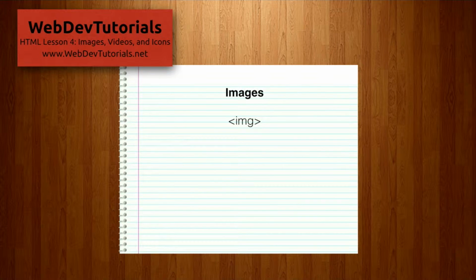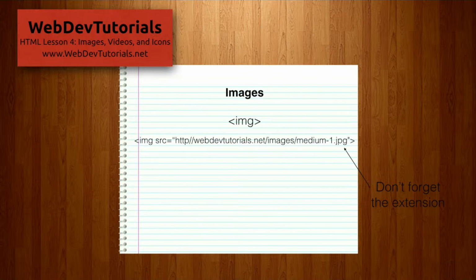HTML has an element called image, img. The attribute that specifies the location of the image is source. There are also a few optional attributes. For example, alt creates alternate text. It's the text that appears when you mouse over the image. It's usually a good practice to use alternate text for screen readers to understand what the picture is of.